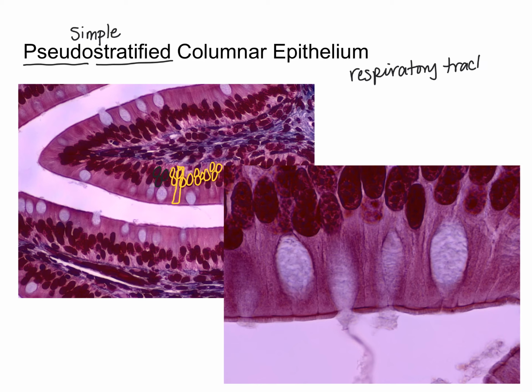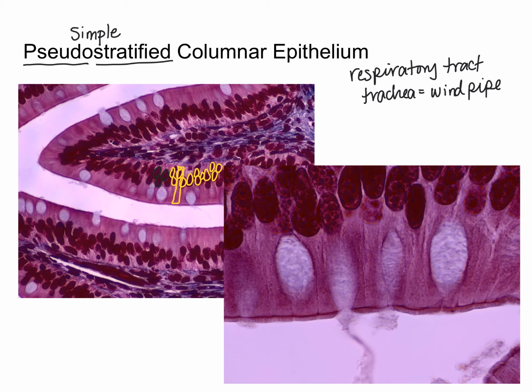So especially in a structure called the trachea, which is more commonly referred to as the windpipe. And there are some additional special features associated with this pseudostratified epithelium that make it especially suited for the respiratory tract.